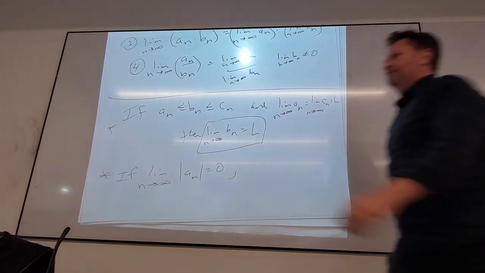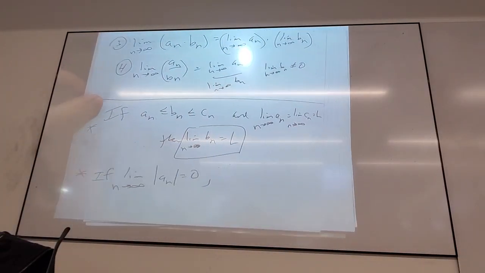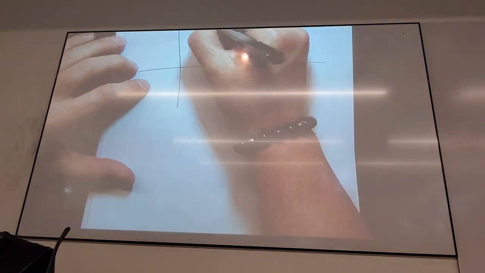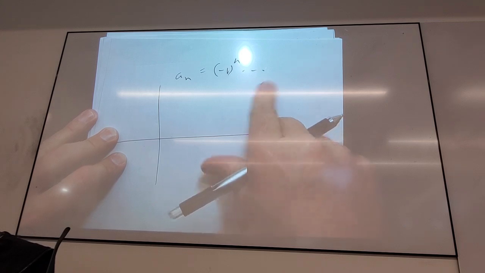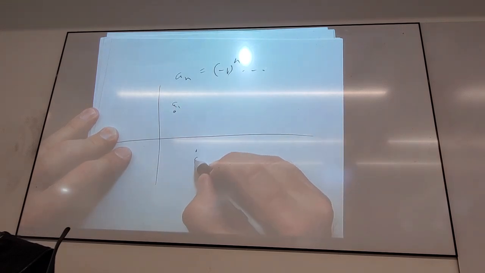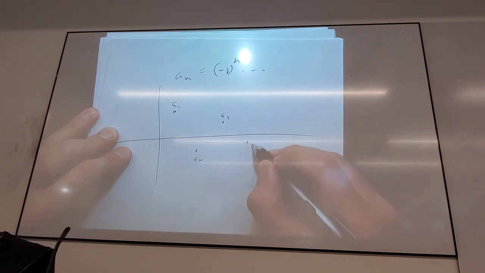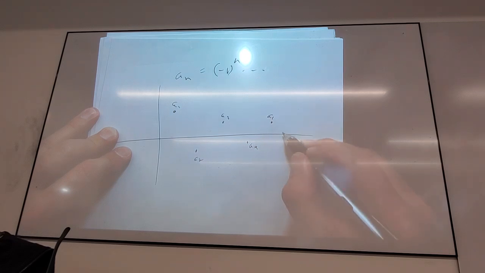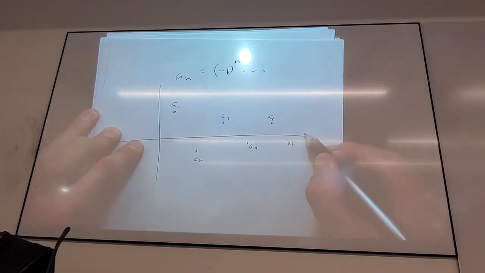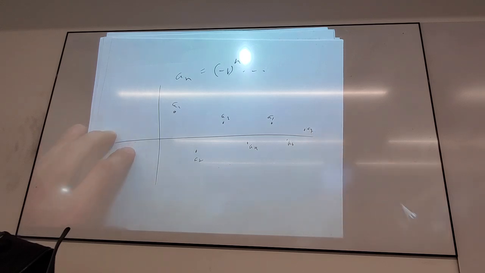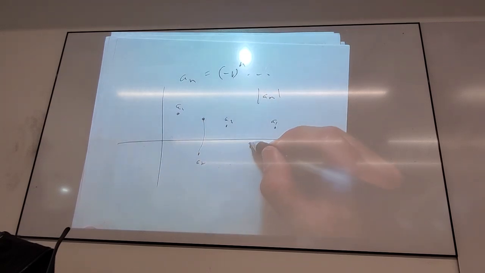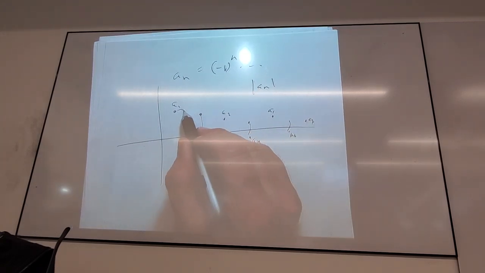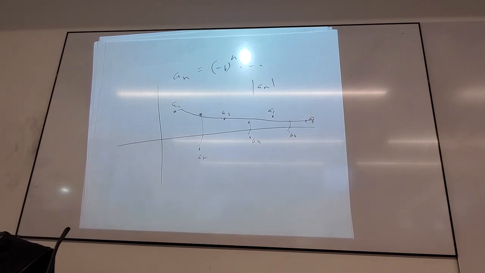Let me try to draw this out. So if I have AN is somehow alternating. So here's A1, A2, A3, A4, A5, A6. So eventually it converges to 0, yes? The absolute value of AN would just make all of these points come up here, yes? And then it would just still go to 0, yes?